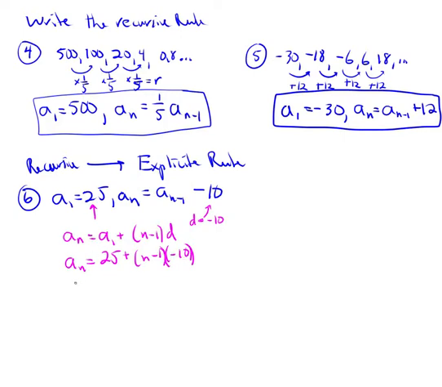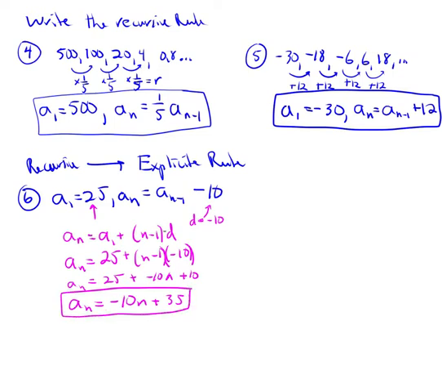So now we can simplify our equation. So 25 plus negative 10n plus 10. So a sub n equals negative 10n plus 35. And that would be the explicit rule for that recursive rule.